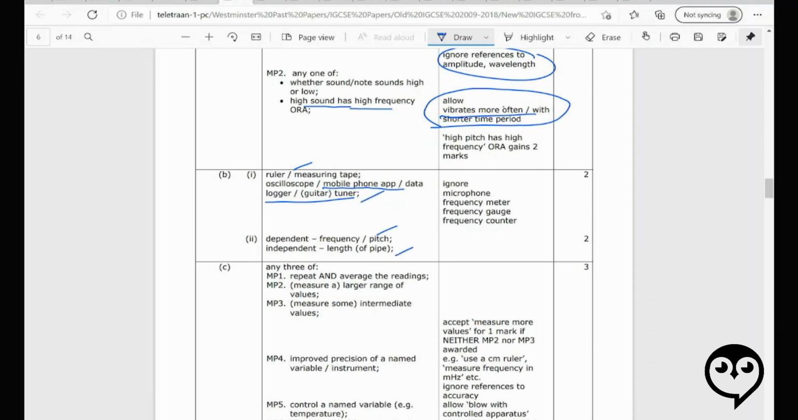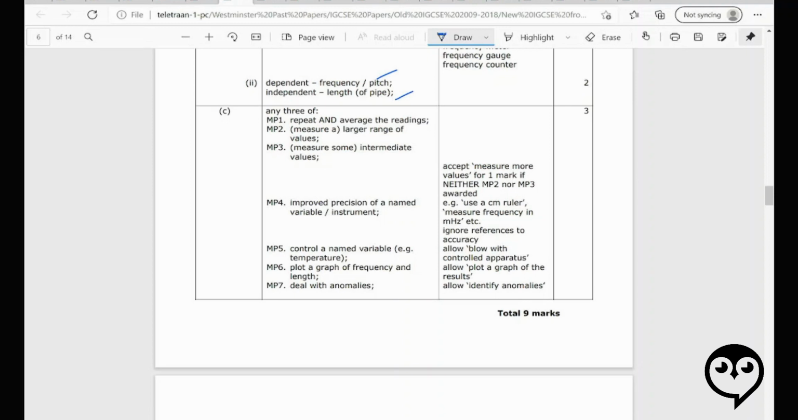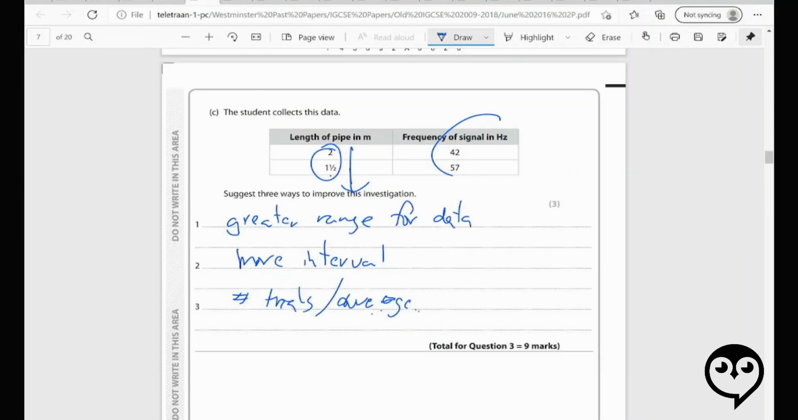Dependent was frequency. Length was independent, we said. And repeat and average the readings, we said. Larger range. Good. Some intermediate values. Is that... More intervals. Yeah, I mean, look, I'm just talking out loud here. I would hope you'd write in a little more detail. What does more intervals mean? What I mean to say was, I wasn't very clear on that, let's be honest.